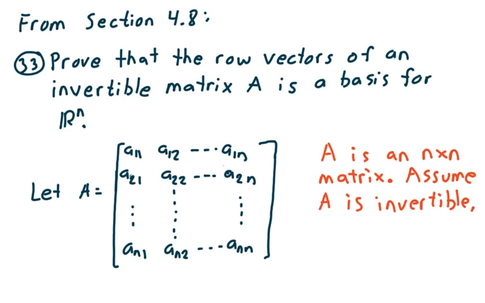Let A equal the matrix whose first row is a11, a12 through a1n. The second row is a21, a22 through a2n. And then we keep going, and then the nth row is an1, an2 through ann. A is an n by n matrix, and remember, we're assuming A is invertible.